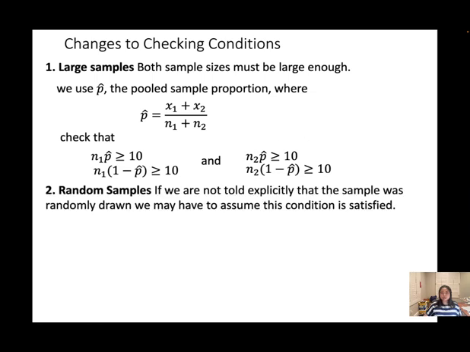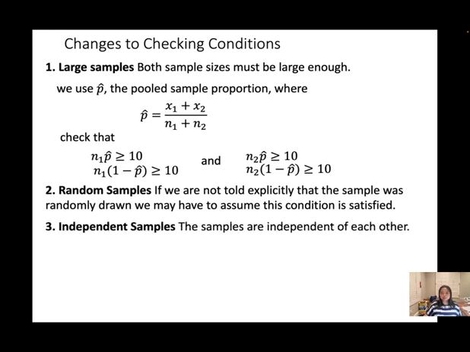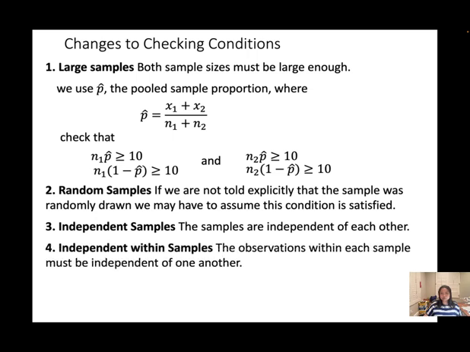Number 2, random samples. Number 3, independent samples, so samples are independent of each other. Number 4, independent within samples. So for population 1, every sample has to be independent. These are the 4 conditions, pretty similar to section 8.2.